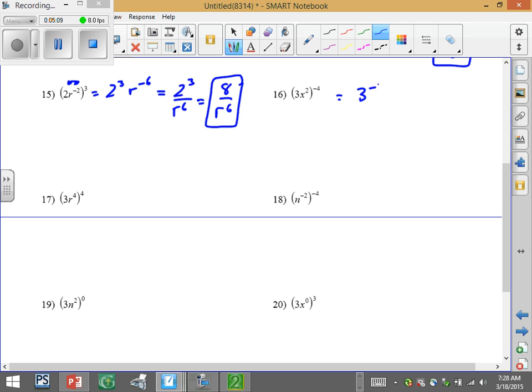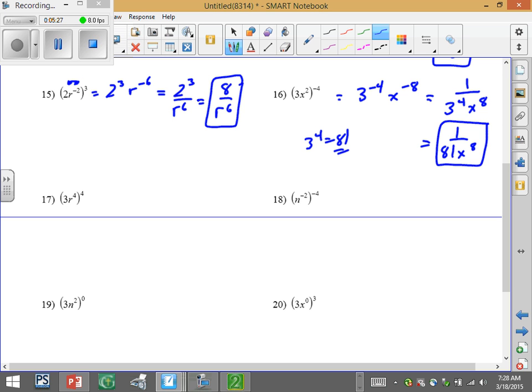Here we have 3 to the negative 4th, x to the negative 8th, which really means everything's going to the denominator. So we're left with a 1 on the top, 3 to the 4th, x to the 8th, and 3 to the 4th equals 81. So we end up with 1 over 81 x to the 8th. Distribute that 4, so we end up with 3 to the 4th, r to the 16th, and again 3 to the 4th is 81.